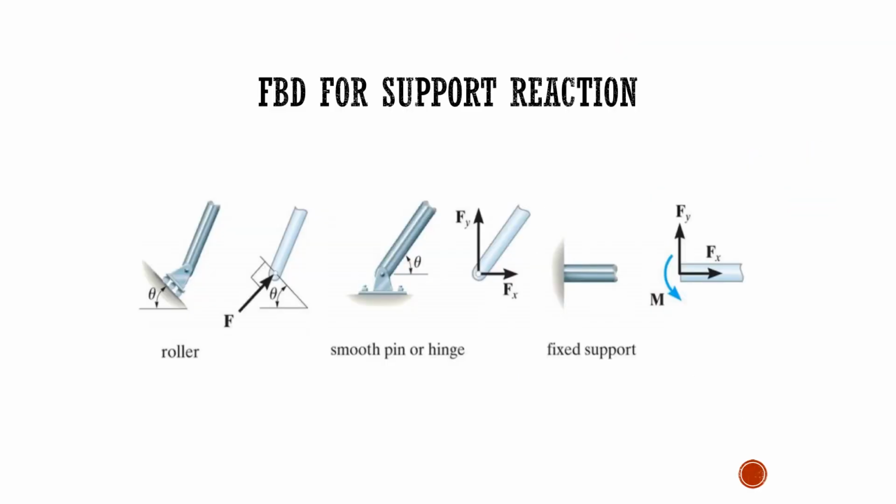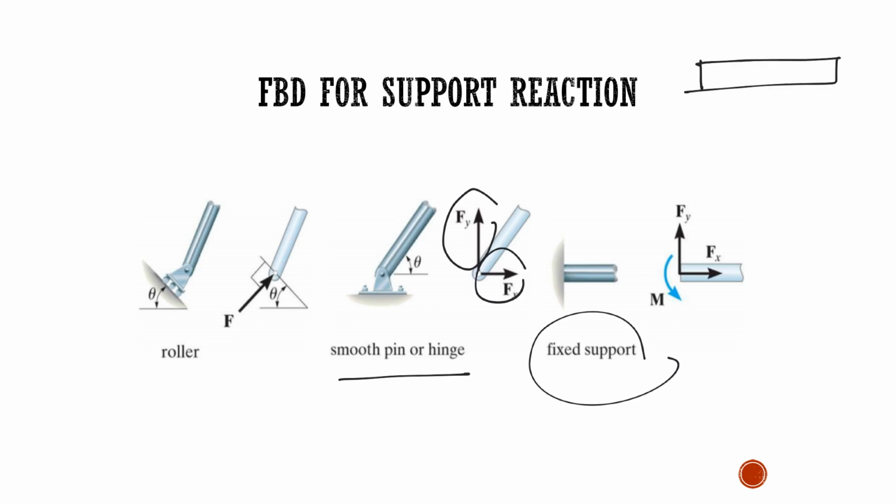Okay, so this is the FBD for the support reaction. It shows you the directions of the forces when it comes to the hinge. Like I mentioned before, you have two directions, Fy and Fx. For example, if you have a fixed support and this beam is attached to the wall, definitely they also have two forces, which are Fx and Fy.